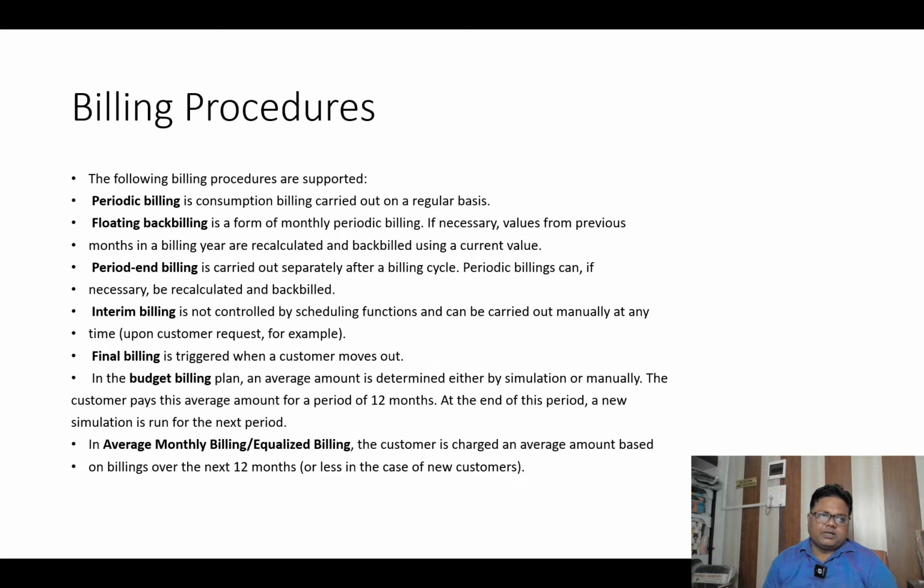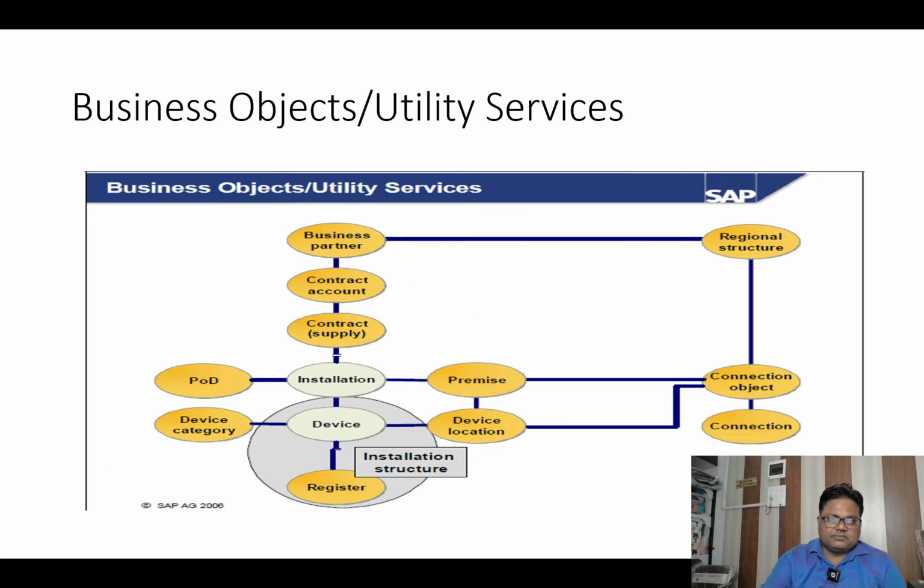So, my friends, these are the billing procedures: periodic billing, floating back billing, period end billing, interim billing, final billing, budget billing, average monthly billing, and equalized billing. So these types of billing procedures are there.